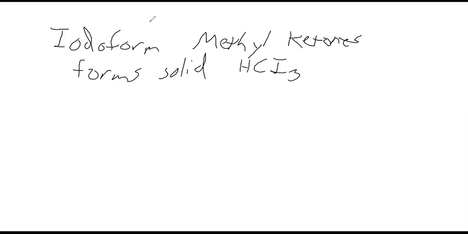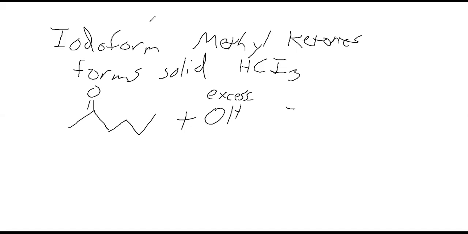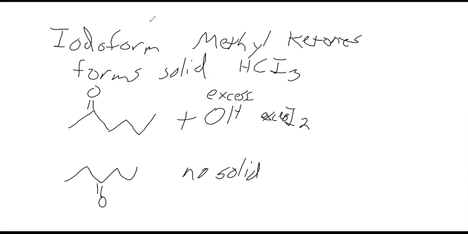This is something the nurses actually test for in their principles of chemistry 2. They say, you mix this in base and iodine, excess base and excess iodine. If you have this, you see no solid. And here, I'm going to lose that group, and you see solid. That's the way to test whether you have a methyl ketone. Because otherwise you can only add it as many times as you have hydrogens.